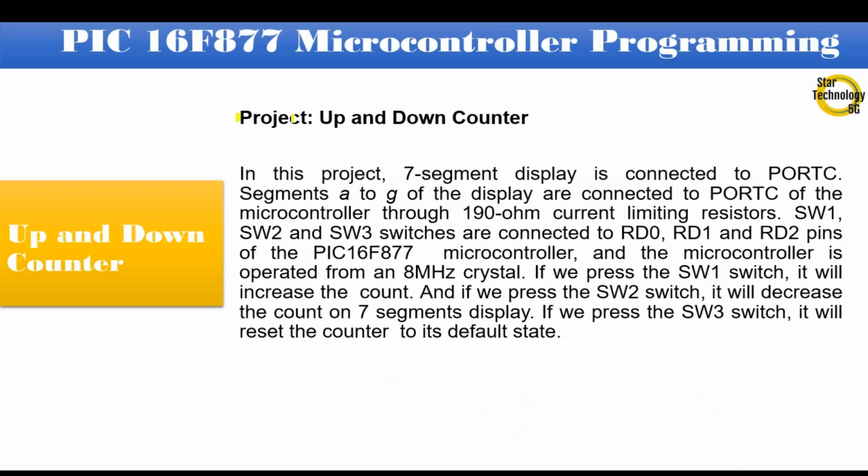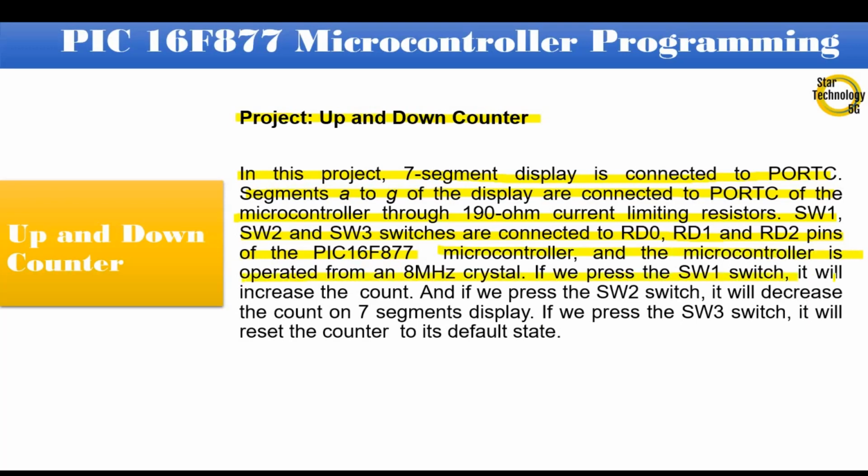Project, up and down counter. In this project, 7-segment display is connected to port C. Segments A to G of the display are connected to the microcontroller through 190 ohm current limiting resistors. SW1, SW2 and SW3 switches are connected to RD0, RD1 and RD2 pins of the PIC16F877 microcontroller, and the microcontroller is operated from an 8 MHz crystal.